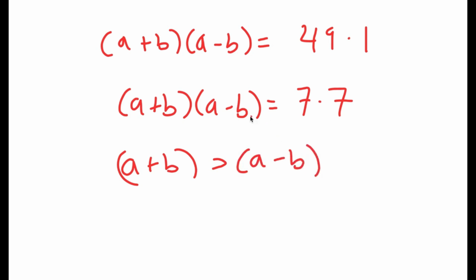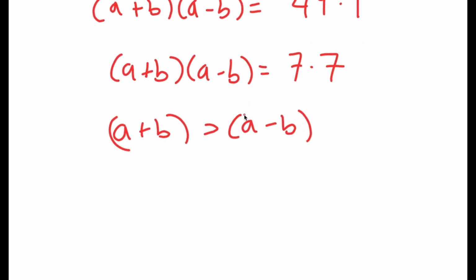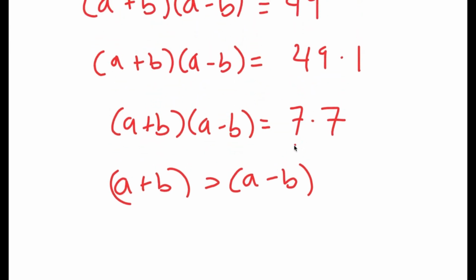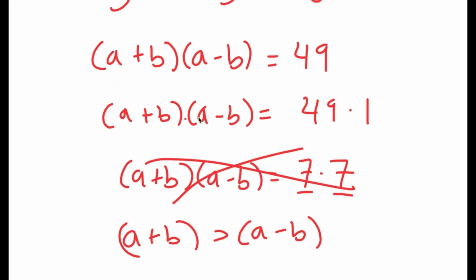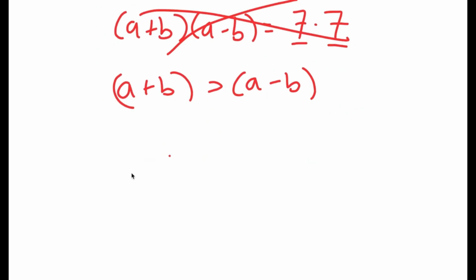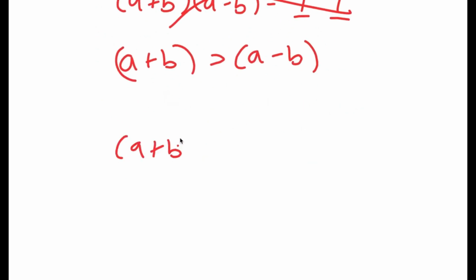b. So keeping this in mind, this means that we can't rewrite a plus b times a minus b as 7 times 7, as 7 and 7 are equal. So this possibility is out of the way, and 49 times 1 is the only possibility here. Meaning we're going back to a plus b times a minus b is equal to 49 times 1.